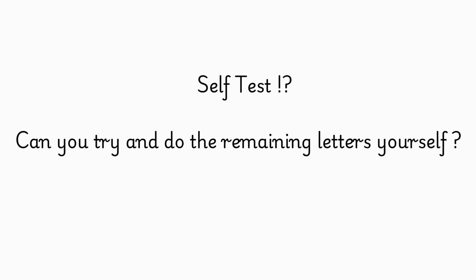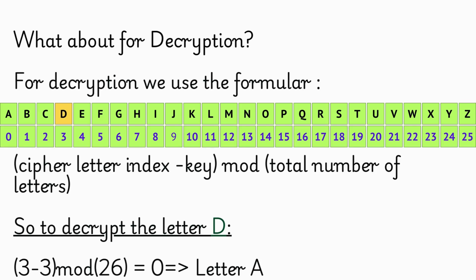Next, you would ask yourself, what about decryption? How do we decrypt? Well, decryption is done in a similar way, but the formula is different. Decryption involves using this formula that says cipher letter minus key modulus total number of letters. So if we enter in the values 3 minus 3 mod 26, that will give us 0, and we know that our answer is going to be letter A. You can pause the video to make sure that this concept is clear.